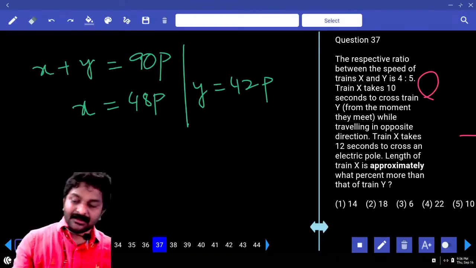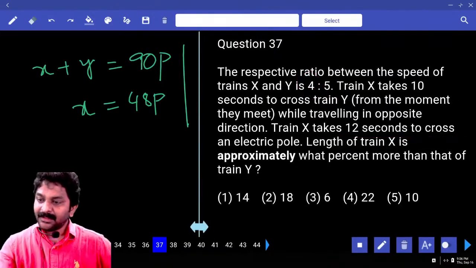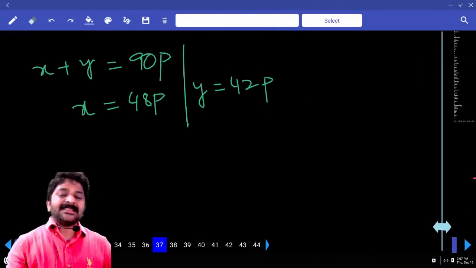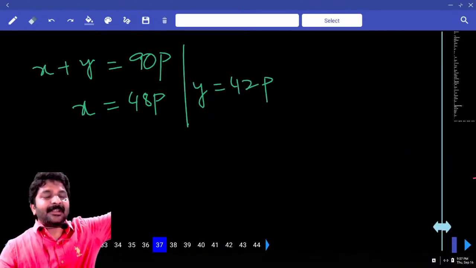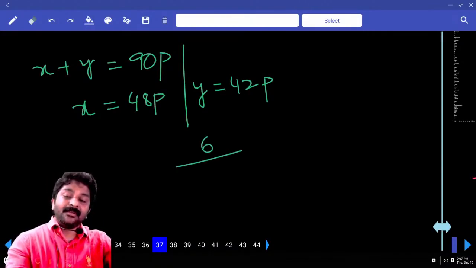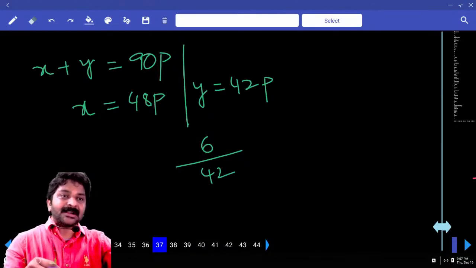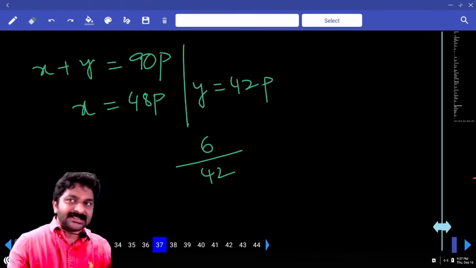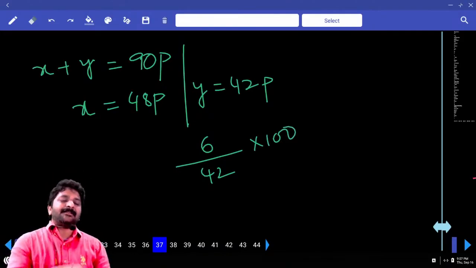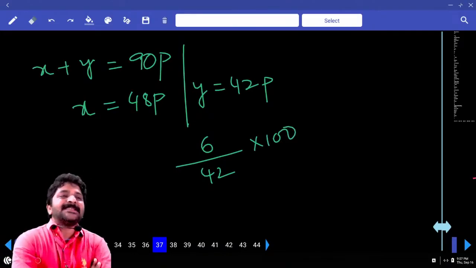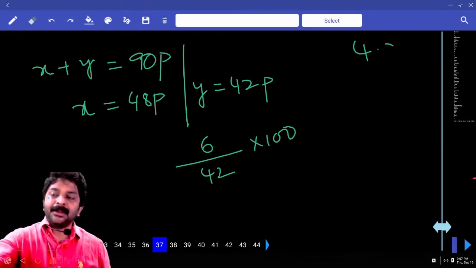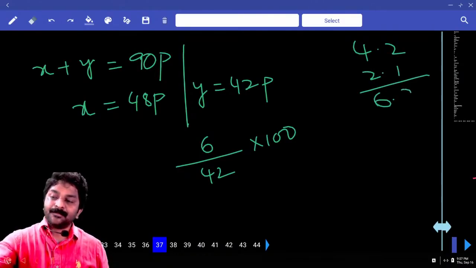Agreed? Right. Now what is your question? The length of train X is approximately what percentage more than Y? X length is how many parts? 48. Y? 42 parts. With respect to 42 only, 48 is 6 more. Correct? Percentage into 100. Now, what is 10% of the denominator? 4.2. And 5%? 2.1. 4.2 plus 2.1, how much is that?